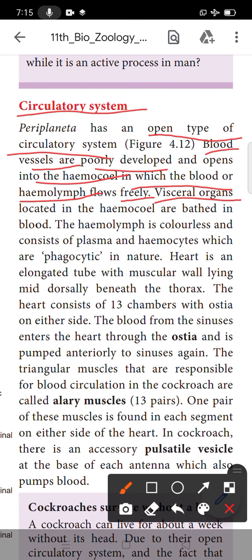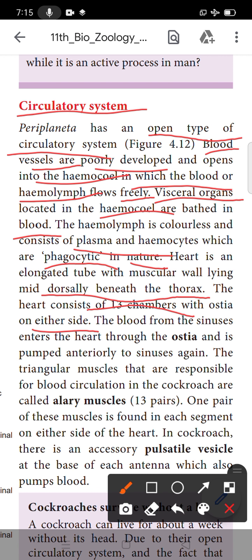The hemolymph is located in the hemocoel, the visceral organ, and not in the blood. The hemolymph is colorless and consists of the plasma and hemocytes, which are phagocytic in nature. The heart is an elongated muscular tube lying mid-dorsally beneath the thorax. The heart consists of 13 chambers with ostia on either side.